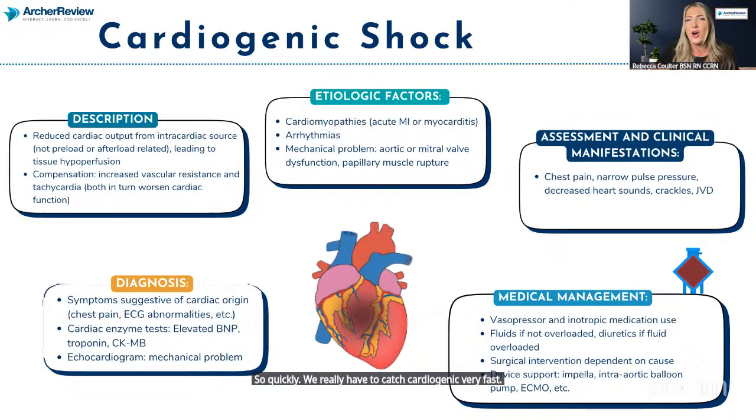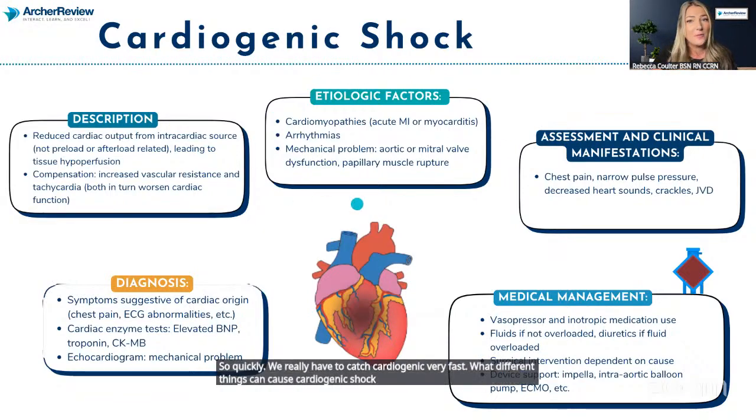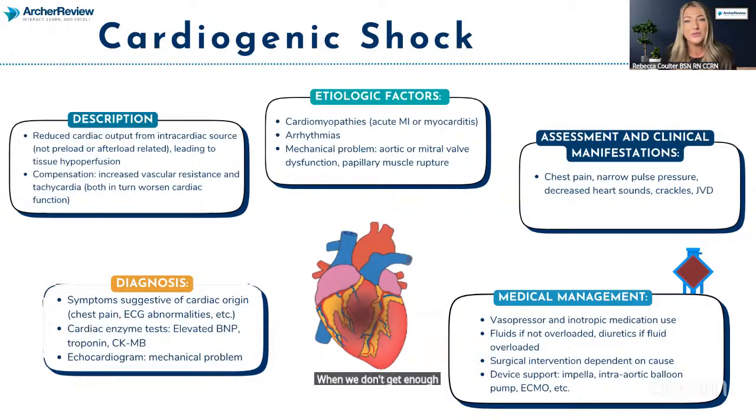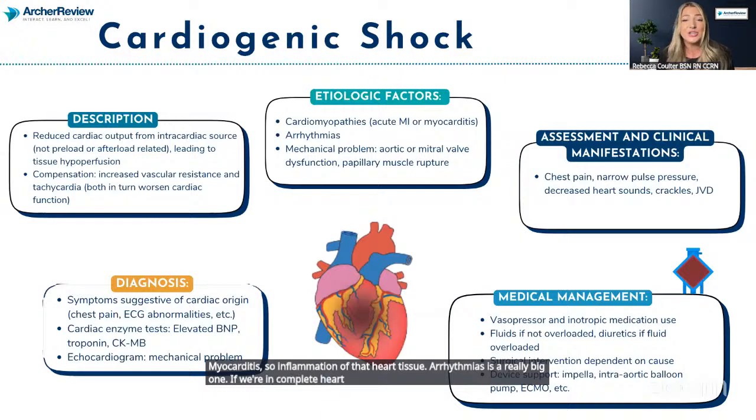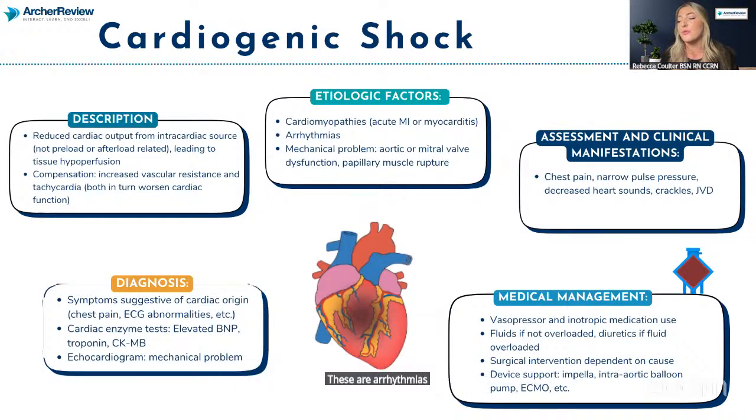What different things can cause cardiogenic shock can be things like cardiomyopathies, which is just some sort of disease of the heart muscle. A myocardial infarction, so a STEMI or an NSTEMI, can cause this. When we don't get enough oxygen to the heart tissue, it starts to malfunction. Myocarditis, so inflammation of that heart tissue. Arrhythmias is a really big one. If we're in complete heart block and our heart rate is 25, our cardiac output is really reduced. If we're going into VTAC with a pulse or without a pulse, I mean, we're coding a patient, these are arrhythmias that would lead to cardiogenic shock really, really quickly.